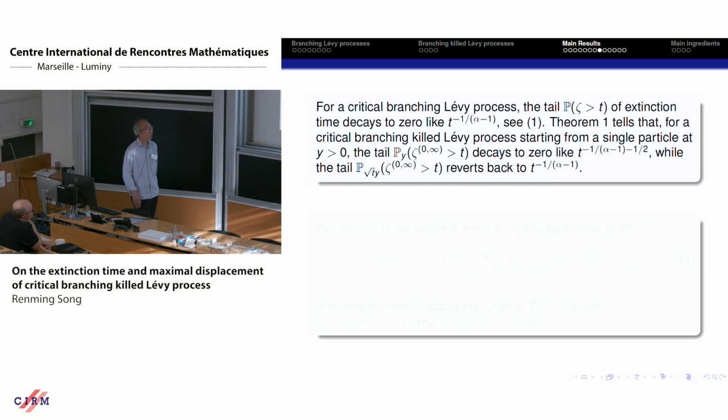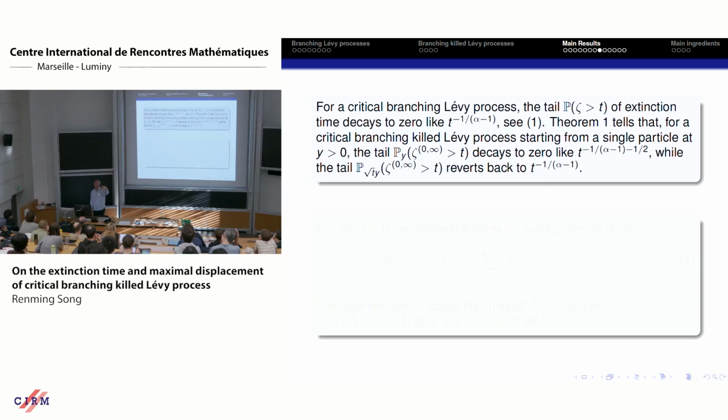In some sense, you can interpret this because our spatial motion has a high moment condition, so it behaves like Brownian motion. So if you move the initial position according to square root of t, you do not feel the effect of the killing too much. That's why, when you start from here, the tail behavior is more or less the same as in the case without killing. At least you can think of it that way. Okay, so that's our first result on the tail of the extinction time.